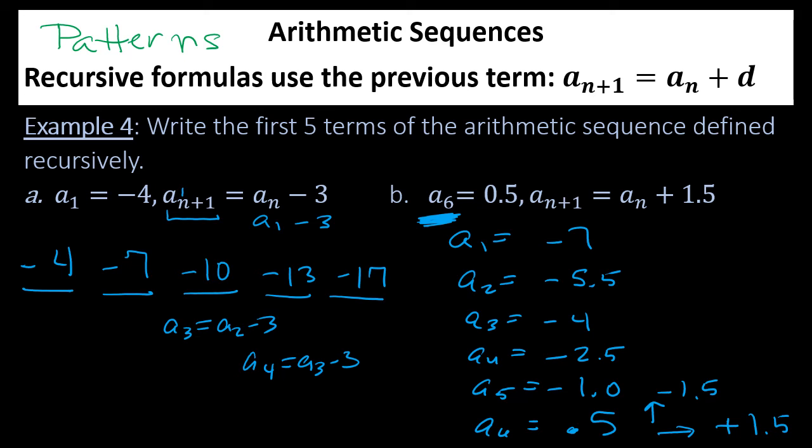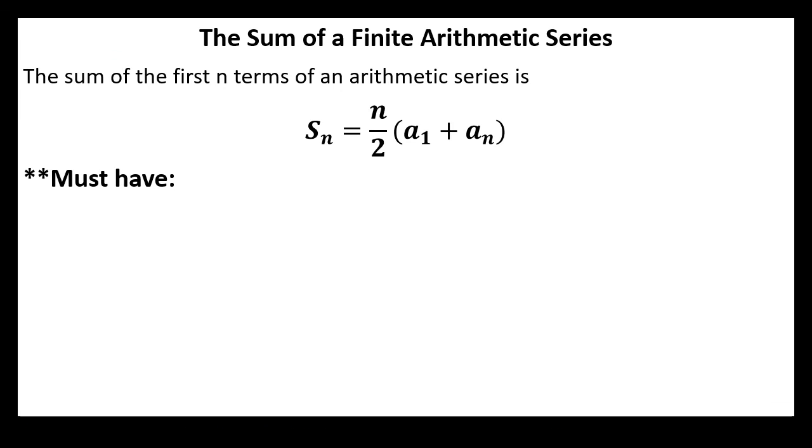So if you check this going the opposite way, if you took your first term, your second term equals your first term plus 1.5. So when you're going forward, we're adding 1.5, but when we're going backwards, we're actually subtracting 1.5.